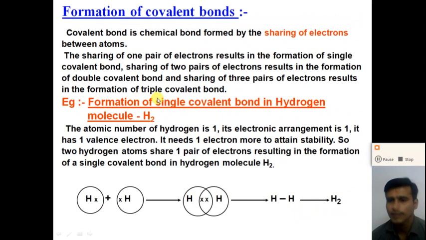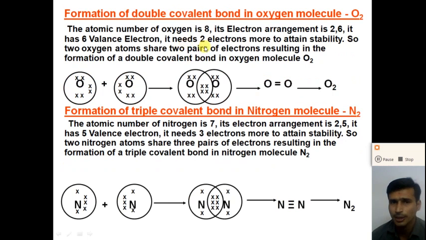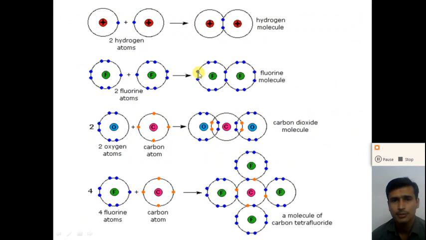So dear student, I hope that you understand the formation of the single covalent bond in the hydrogen molecule, the formation of the double covalent bond in the oxygen molecule, which requires 2 electrons, right, and the formation of the triple covalent bond in the nitrogen molecule. In the same way, if you know the electron configuration, you can make the formation of the covalent bond by sharing electrons, right? Let us discuss a few examples of the formation of the covalent bond.